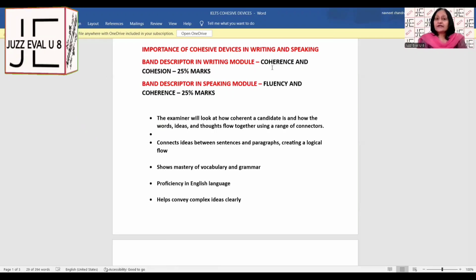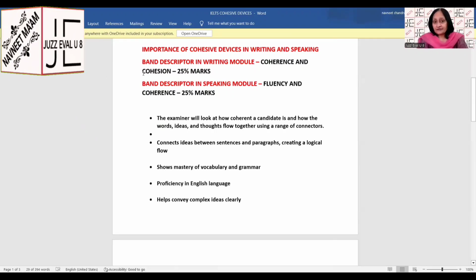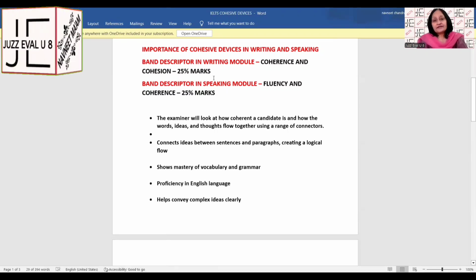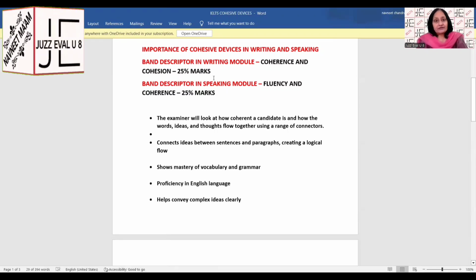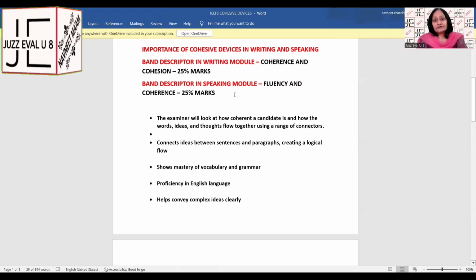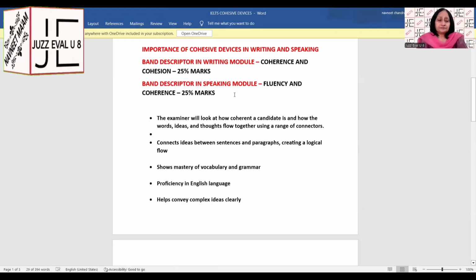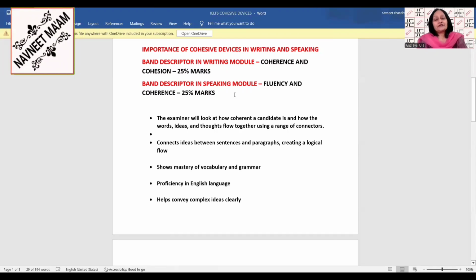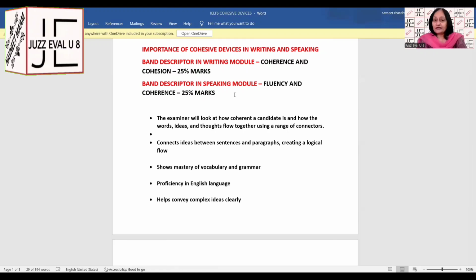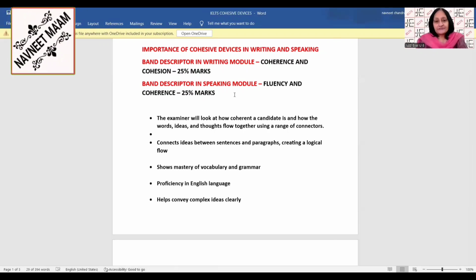So, to make your essay coherent and clear to the examiner, it is very necessary to use these cohesive devices or connectors. And in speaking also, if you can join together two sentences, that is, use some complex sentences, you'll get a very good band score.